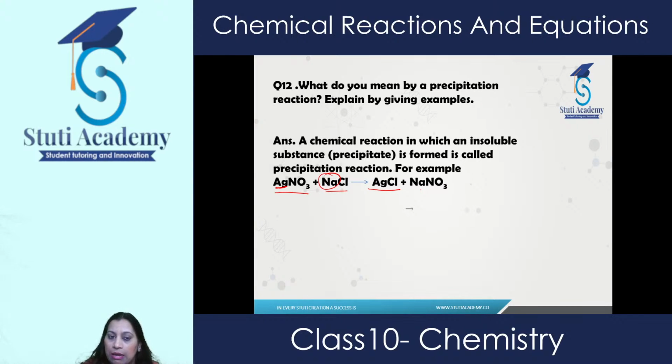As you can see here, this is silver nitrate, sodium and chlorine. Okay. When these elements combine together, it results in the formation of a new product. So this kind of reaction is a balanced one.